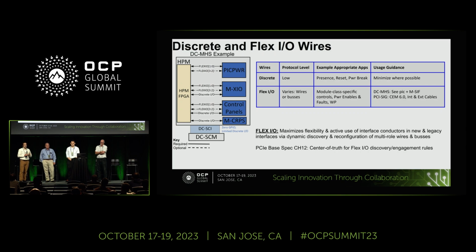This Flex IO is also being supported on the MCIF right now, with Dirk in the previous presentation. Also important, it is right now part of the PCI base specification, which is the center of truth for this Flex IO discovery and engagement rules. We want to make break before make, to make sure that we are interfacing compatible devices and then enabling those Flex IO signals.